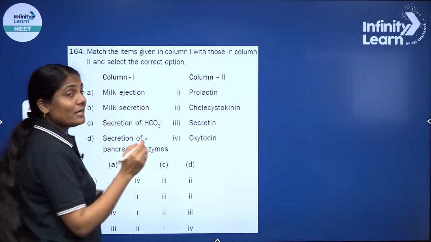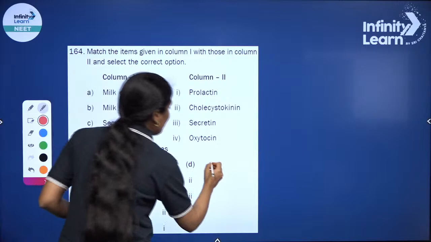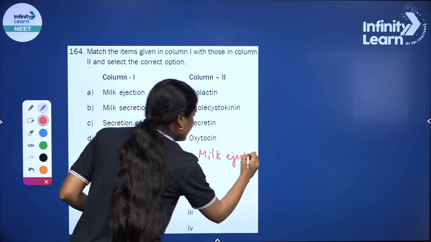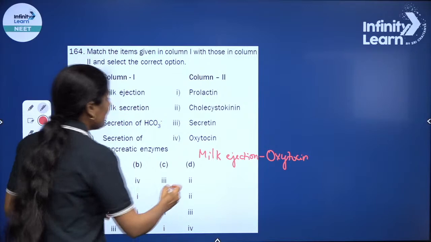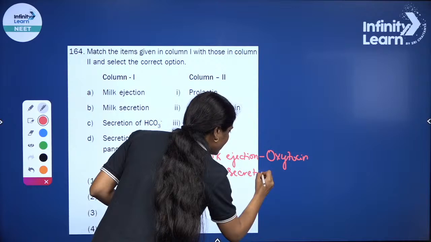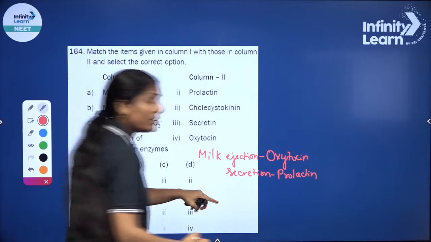Milk ejection, you know, it is the milk let down. So, we are not talking about secretion. Remember, ejection will be oxytocin. Basically, it is oxytocin, right? Milk let down hormone. It's not only helping with labor, but release of the milk as well. Then, it is milk secretion. Secretion will be helped by our prolactin. This is the hormone that is responsible for the secretion of the milk.